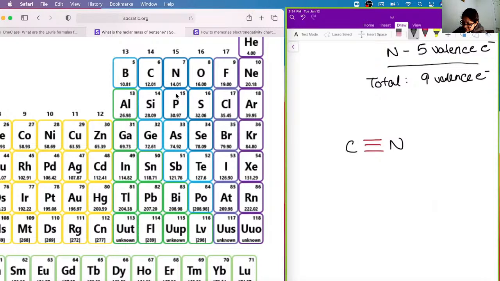And so in this case, you can see that nitrogen can only form 3 bonds, and so it did. So it doesn't have any more. It can't form any other bonds. So in this case, what we say is that carbon has a lone pair of electrons.